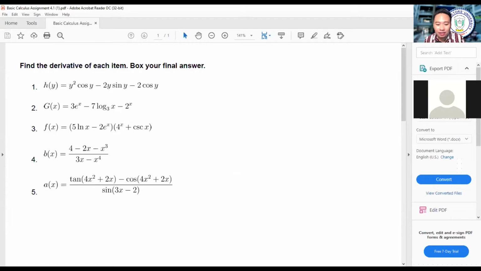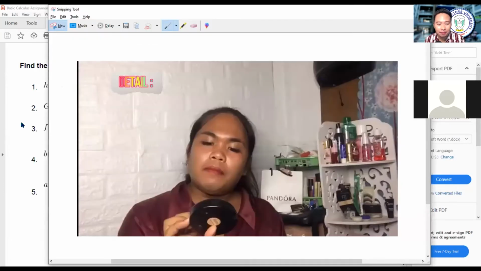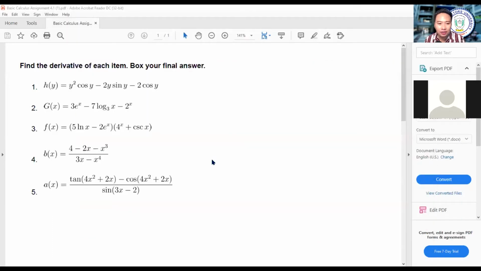So let me take a snip of this item. All right. So if you notice here, we have a polynomial function. In other words, we have a combination of an algebraic term, a trigonometric term, and a constant. So it's going to be like this, guys. I hope you are able to solve this successfully.